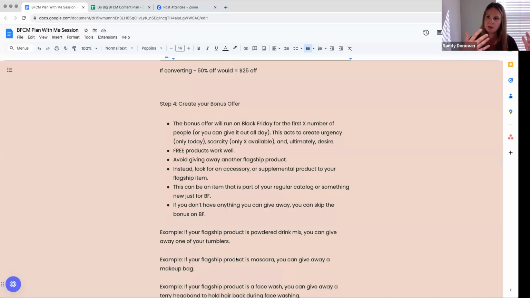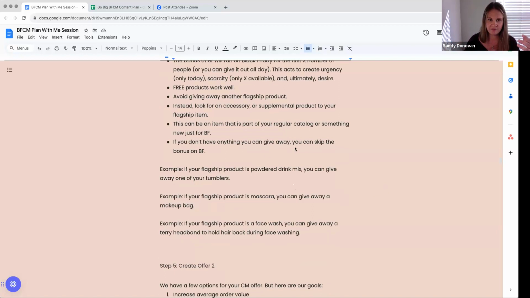So this is a small token. It's complimentary. It's not another main product that everyone is dying to get already. So you can say you're going to give that away with any sale, and that's going to be a bonus that you offer just on Friday. If you don't have anything to give away, you could get something just for Black Friday. And if you don't want to do that, you could also potentially give away a gift card.